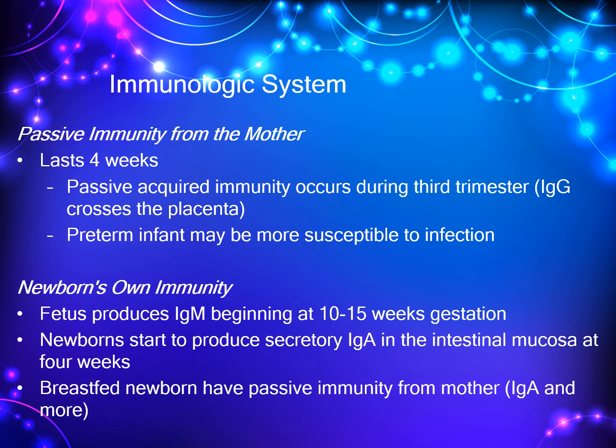The newborn also has its own immunity. So the fetus produces IgM beginning at 10 to 15 weeks gestation. They start to produce IgA in the intestinal mucosa at 4 weeks. And of course, your breastfed newborns have passive immunity from mother through breast milk, through that colostrum.